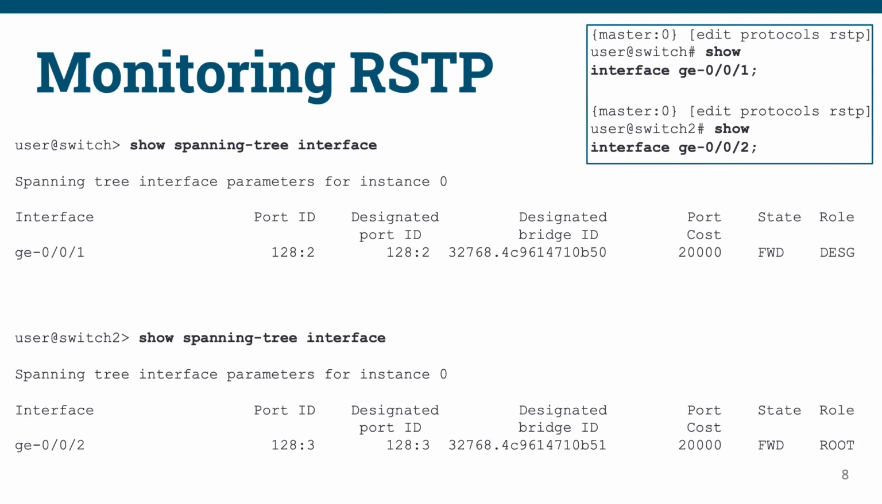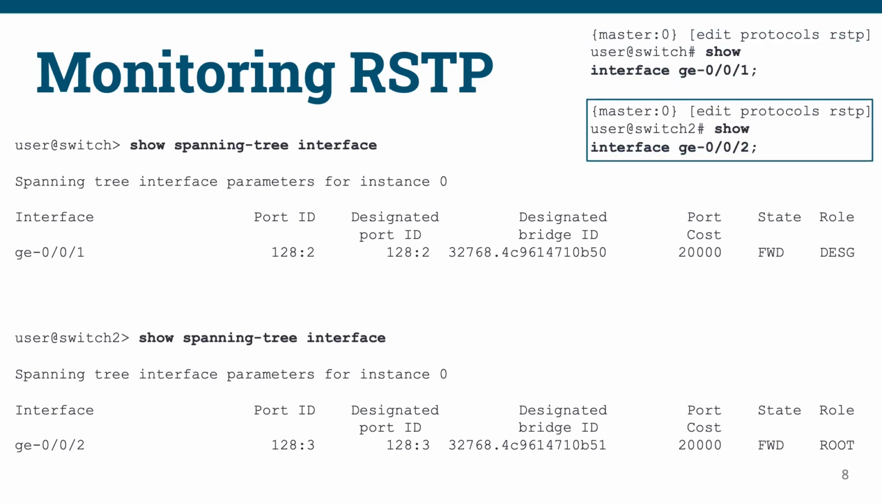In the configuration up here, we have the configuration for switch 1 on top and switch 2 below. There's a single interface configured to participate in RSTP on each bridge. In the example outputs below, we see that switch 1's ge-0/0/1 is a designated port in the forwarding state, and switch 2's ge-0/0/2 is a root port in the forwarding state. You may notice that this output as well is identical between STP and RSTP.